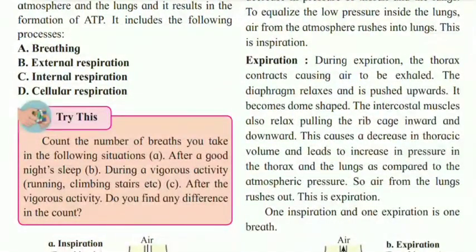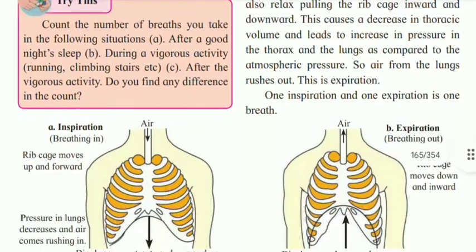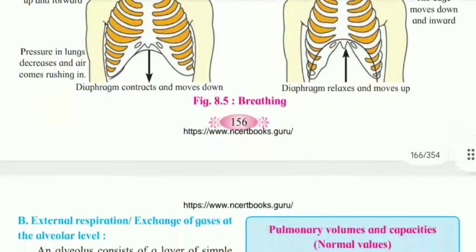During expiration, the thorax contracts, causing air to be exhaled. The diaphragm relaxes and is pushed upward. It becomes dome shaped. The intercostal muscles also relax, pulling the rib cage inward and downward. This causes a decrease in thoracic volume and leads to increase in pressure in the thorax and the lung as compared to the atmospheric pressure. So air from the lung rushes out. This is expiration. One inspiration and one expiration is one breath.